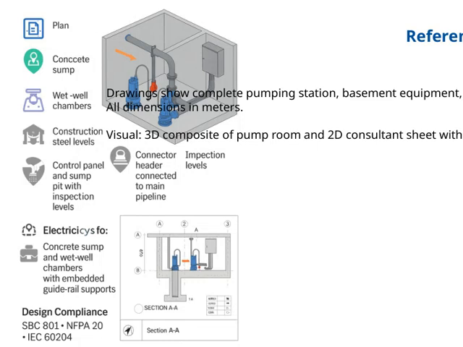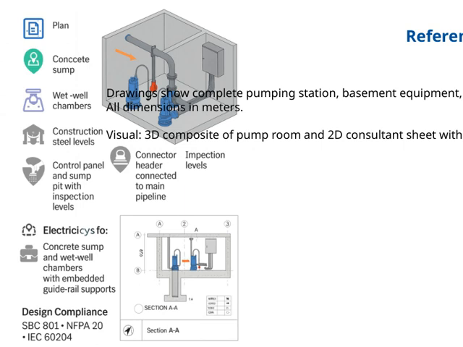Let's take a closer look at the reference drawings on this slide. What we're seeing here are detailed representations of the entire pumping station, including the basement equipment and the lift station section. These drawings are essential because they give us a comprehensive overview of the station's design and layout. All dimensions shown are in meters, which helps us understand the scale and spatial relationships accurately.